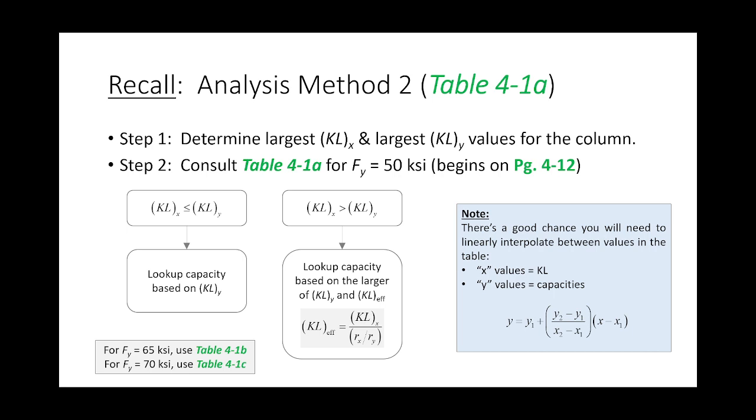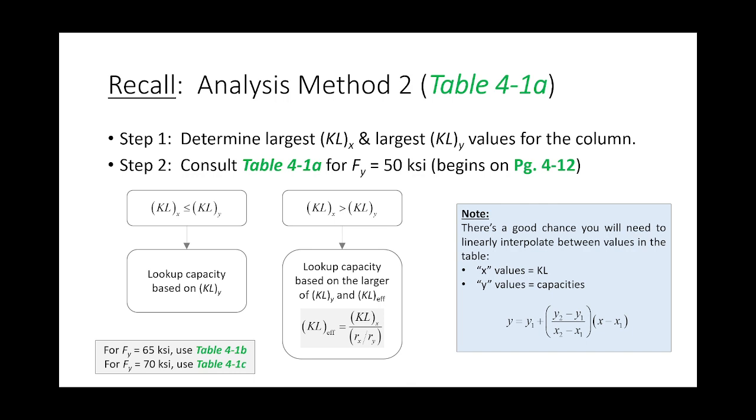Okay, now here's analysis method 2. What we do is we determine the largest KLX and the largest KLY, and we consult table 4.1a for the capacity. And 4.1a is used if we have 50 KSI steel. If we have 65 KSI steel, we use 4.1b. 70 KSI steel, we use 4.1c. We will not be using those, even though the process is pretty much the same. But the idea is that if your KLY is bigger, then you know that weak axis buckling is going to govern, so just look up the capacity.